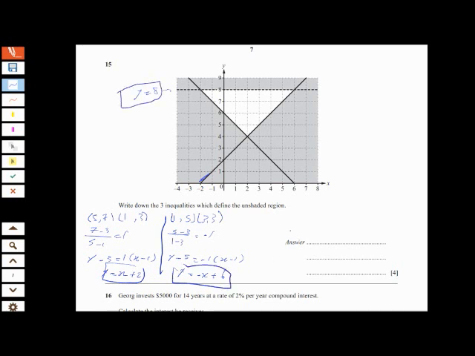So for now, convert that into inequalities form based on the graph. So for this one, y is less than 8. The second, y is bigger than 6 minus x. And the last one, y is less than 2 plus x. Alright.